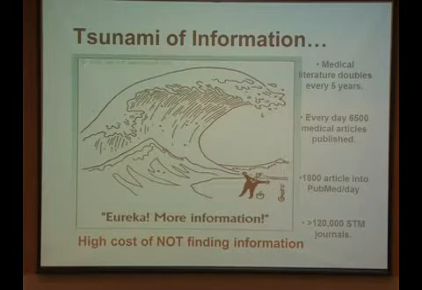I always like this saying, the high cost of not finding information. I don't know how many of you are aware of this. In 2001, Johns Hopkins University wanted to study the effect of hexamethonium bromide on asthmatic people. And they did a clinical trial. The third volunteer in this clinical trial was a woman, 27 years old. She died. And there was a big scandal.